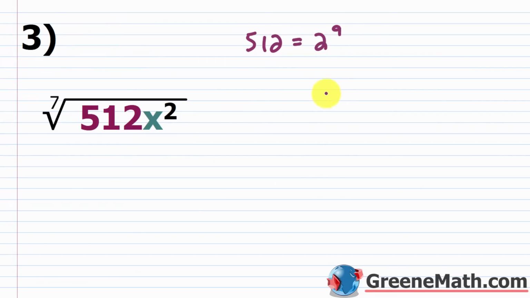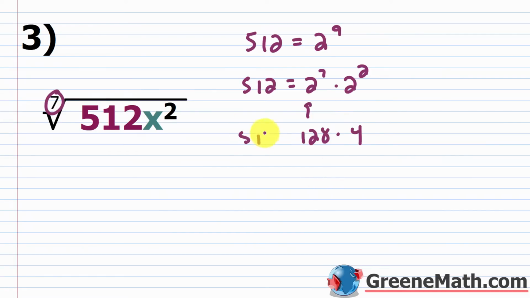So when we think about this index of a 7 here, I want to match that up with this exponent. So I could say 512 is 2 to the 7th power times 2 squared. Or in other words, this is 128 times this, which is 4. So this is how I would break 512 up in order to simplify.